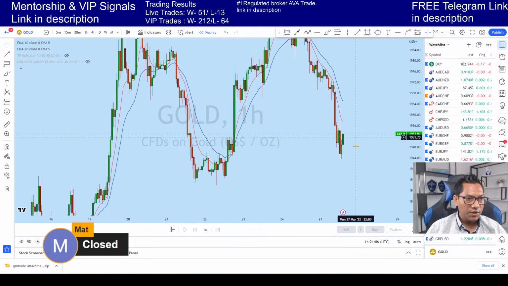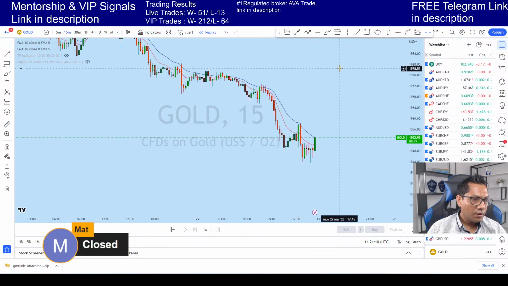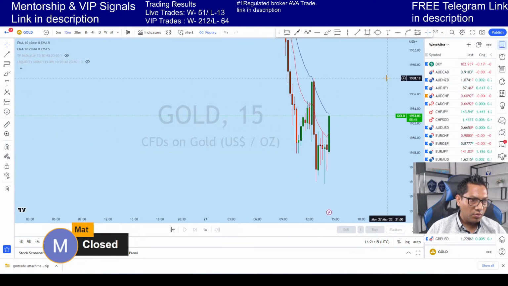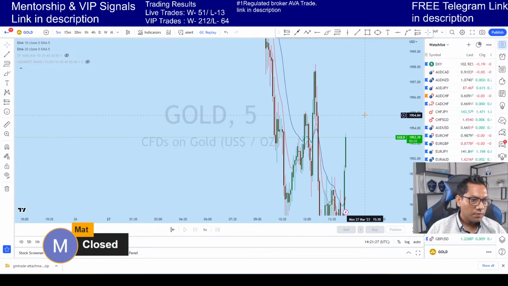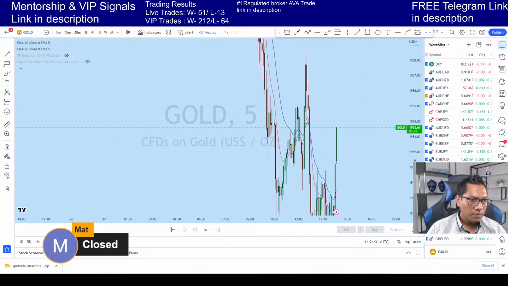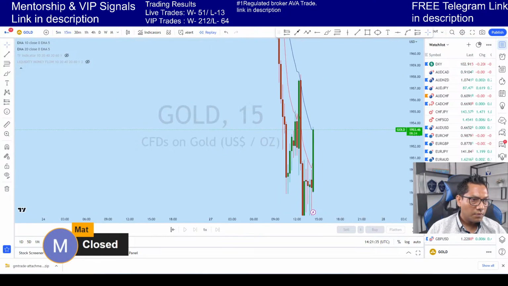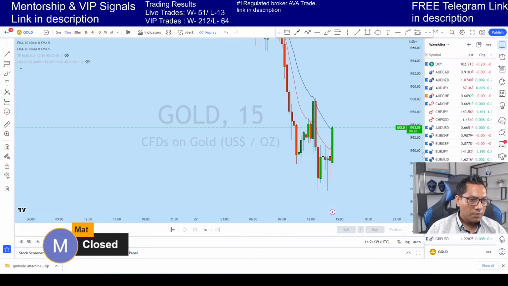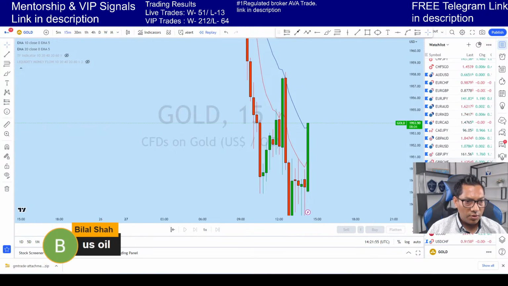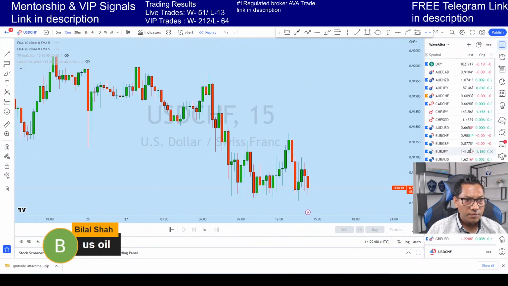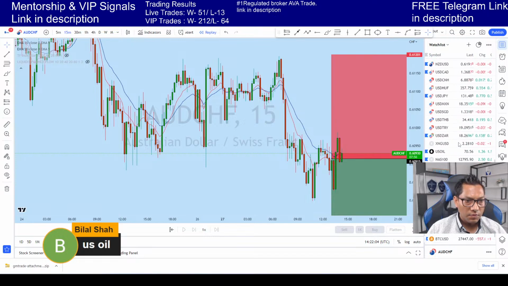So we might see it form a reversal here now. We could see that gold is forming a reversal along the zone. Okay, so leave the gold, it's gone. And let's focus on other instruments, what we have on hand. Okay, let me look at what's happening with US oil.